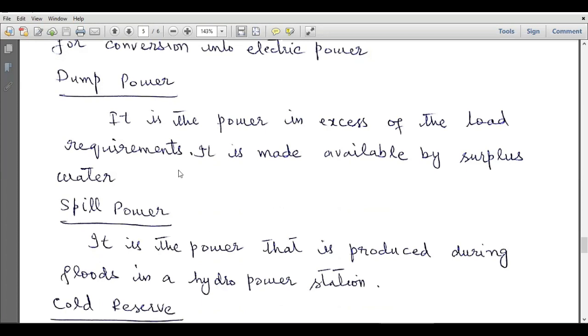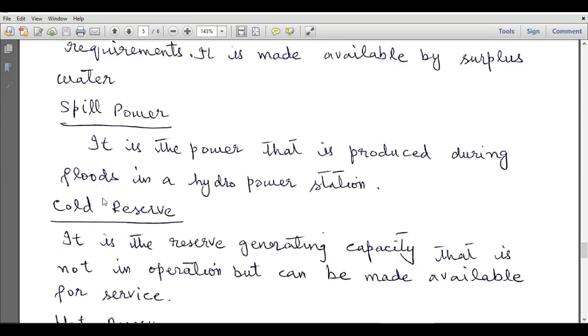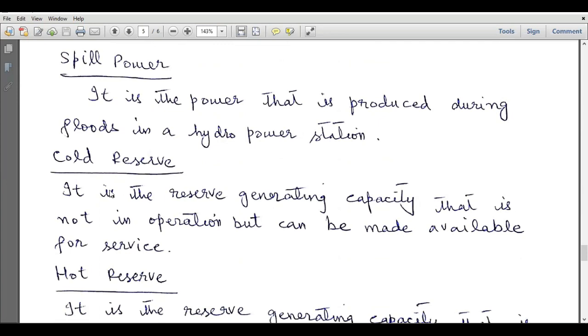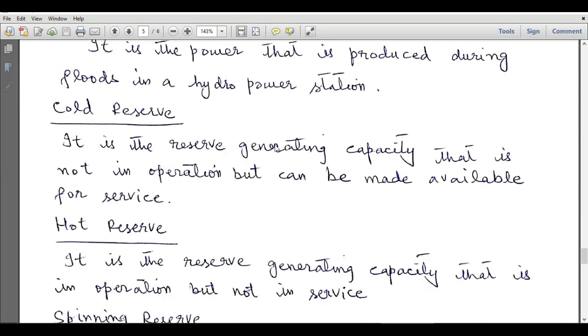So dump power is another term, and it is the power in excess of the load requirements, and it is made available by surplus water. So if we have any power which is present in excess of the load, that is called dump power. Spill power is the power that is produced during floods in a hydropower station, and cold reserve is the reserve generating capacity that is not in operation but can be made available for service.